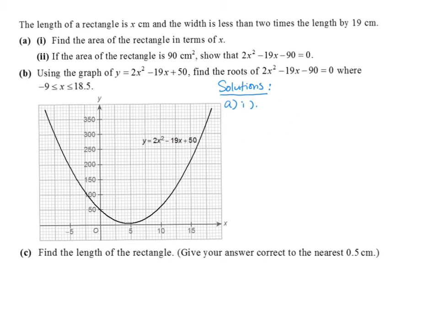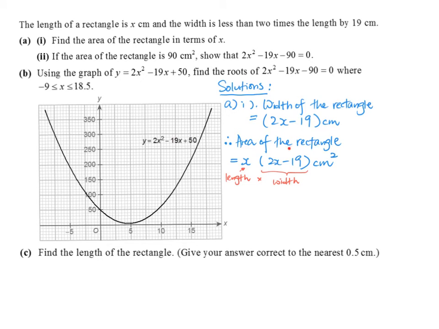So for this example, the length of a rectangle is x, and the width is less than 2 times the length by 19. We want to find the area in terms of x. This is easy. The width of the rectangle would be 2x minus 19 cm. And so the area of a rectangle would be the length times width. And so this would be the answer.